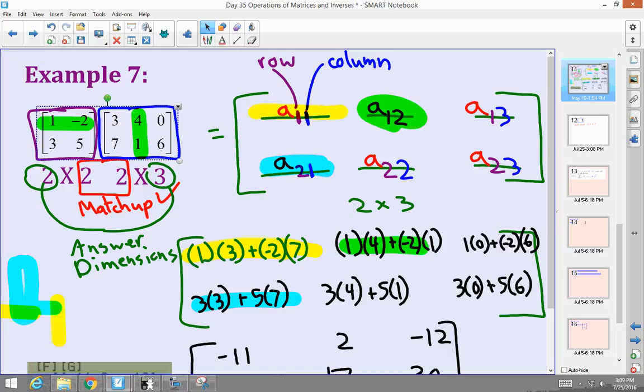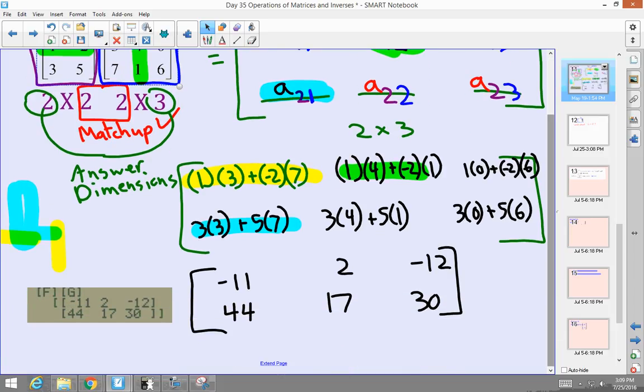All right, so I laid out my work. I try to organize and showcase what my numbering was. I kind of quit on the color coding, it just got messy. But my final answer after simplifying was -11, 2, -12, 44, 17, and 30. And that's what I got with F and G.